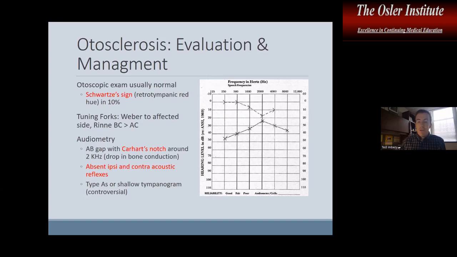Tuning fork, so you'll get an audiogram obviously, but most providers will oftentimes make sure the audiogram is corroborated by a tuning fork test, the Rinne particularly, where bone conduction is going to be greater than air conduction. So on the audiogram, you're going to see air-bone gaps, and you're going to classically see this drop in bone conduction around 2000 hertz, as you see illustrated here.